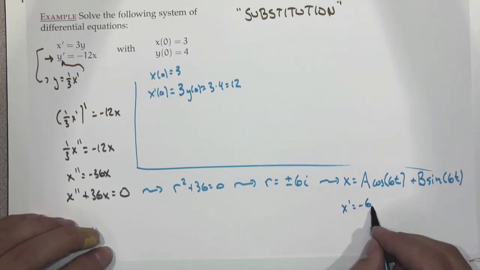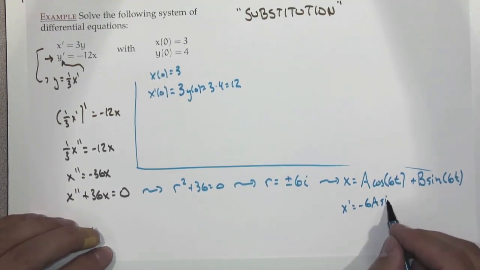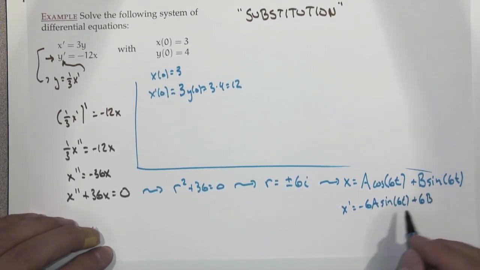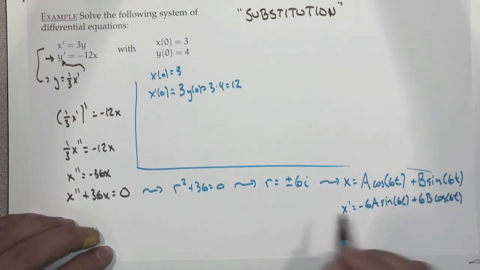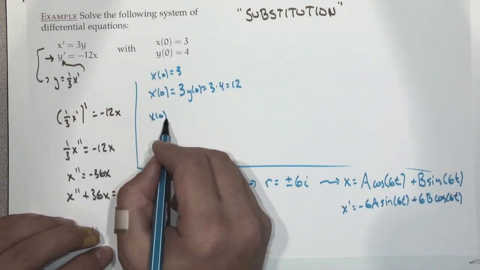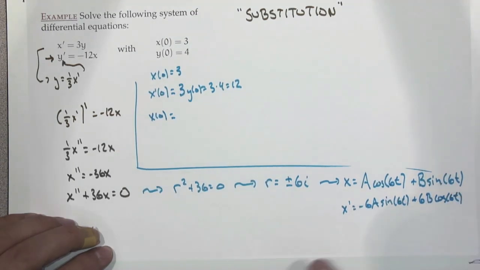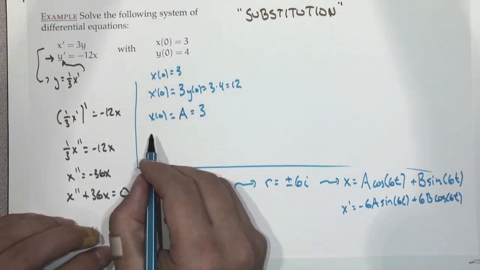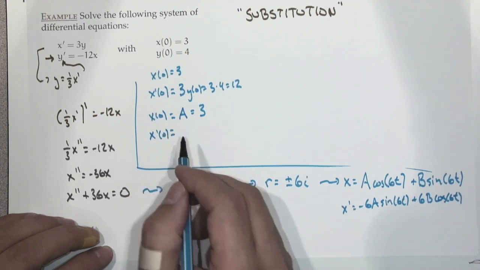So we need x prime. Well, we'll just take this derivative. I think you probably trust me by now. So minus 6A sine 6t plus 6B cosine 6t. When you plug x of 0 in, what comes out? A. So A equals 3. x prime of 0 is 12. You plug that in, what comes out?